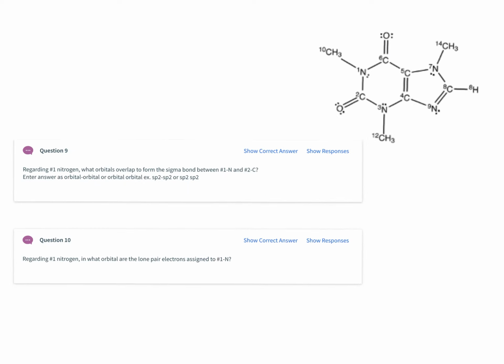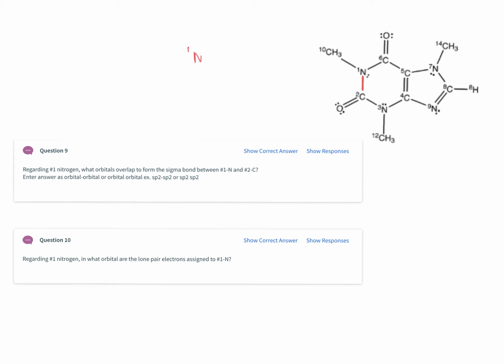Question 9 is asking, regarding nitrogen 1, what orbital overlap forms the sigma bond between nitrogen 1 and carbon 2? So this sigma bond right here, what orbitals are used to form that sigma bond? To answer that question, we need to know the hybridization of nitrogen 1 and the hybridization of carbon 2.